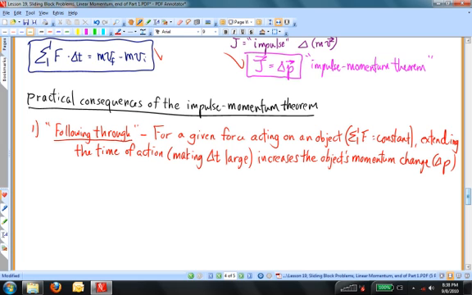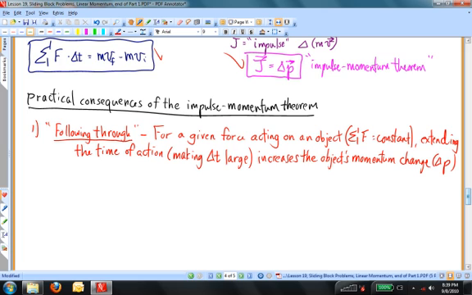If you compare the momentum change of the ball in which the following through occurs, in other words, they're swinging away to hit at the fence, that momentum change of the ball is huge compared to the check swing. And in the check swing, the ball doesn't really go very far because its momentum change is not as large. So, one practical consequence of the impulse momentum theorem is following through.